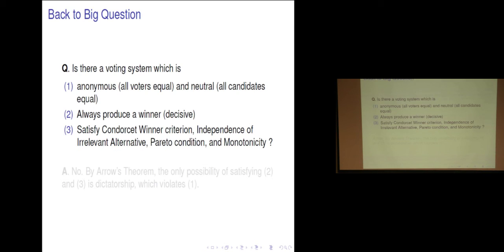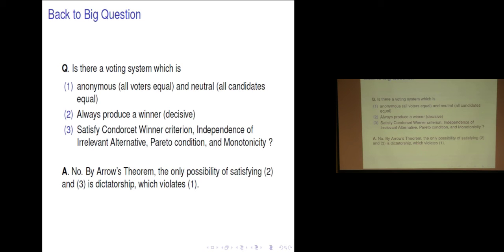So the ending remark is back to the big question. Is there a voting system which is anonymous, neutral, and decisive, and also Condorcet, independent, IIA, Pareto, monotone? The answer is no, because by Arrow's theorem, the only possibility of satisfying 2 and 3, decisive together with IIA, Pareto, and monotonicity, will be a dictator. But a dictator violates number 1 because a dictator is not anonymous. So it's an impossibility theorem.